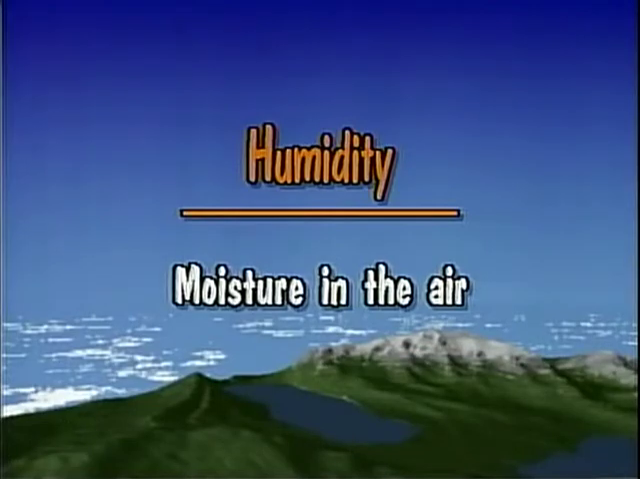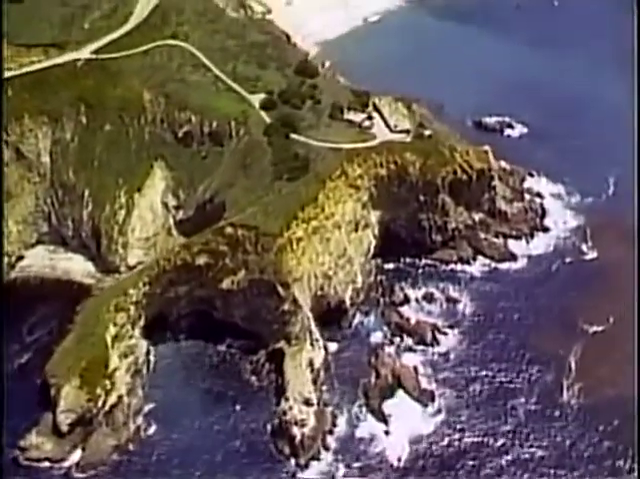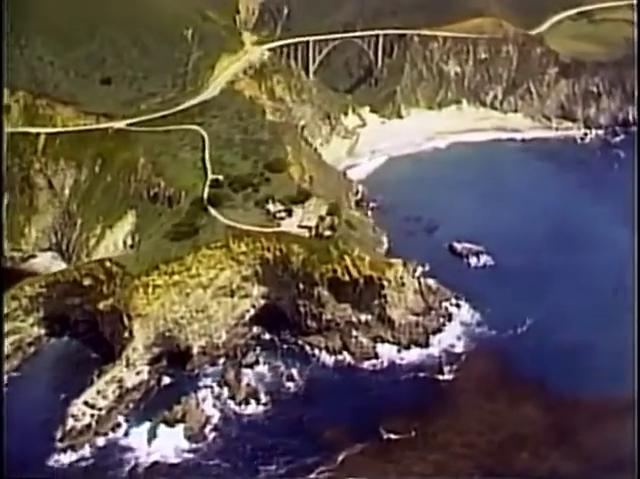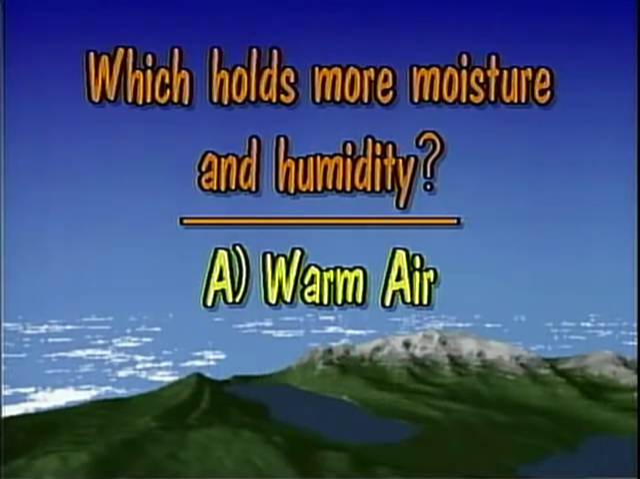Another factor of our weather is humidity, or moisture in the air. The sun's radiant energy turns Earth's liquid, water, into a gas. When the water evaporates, the atmosphere gains moisture or becomes more humid. Relative humidity is the percentage of moisture the air holds related to the amount it can hold at a particular temperature. So, which do you think holds more moisture and humidity? A, warm air, or B, cold air? The answer? A. Warm air can hold more moisture and humidity.